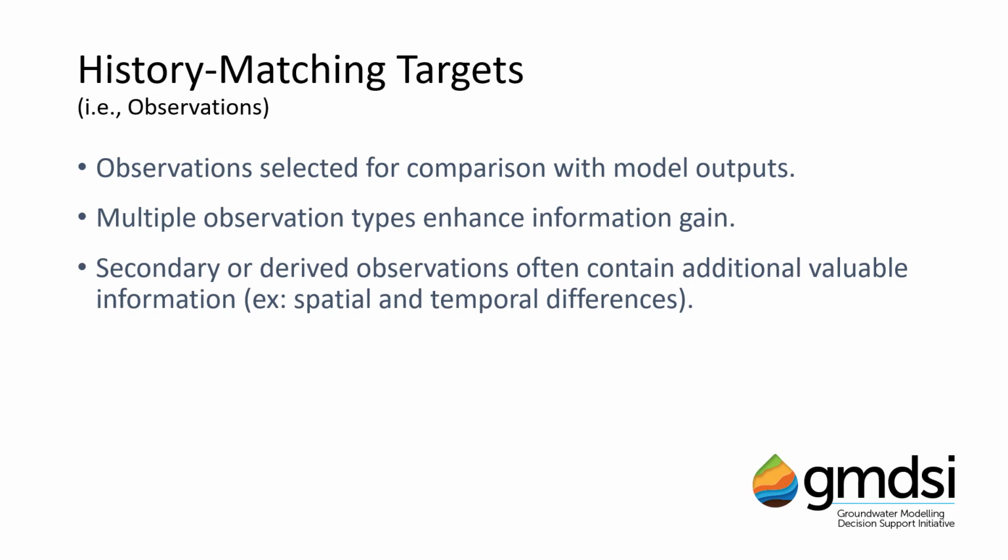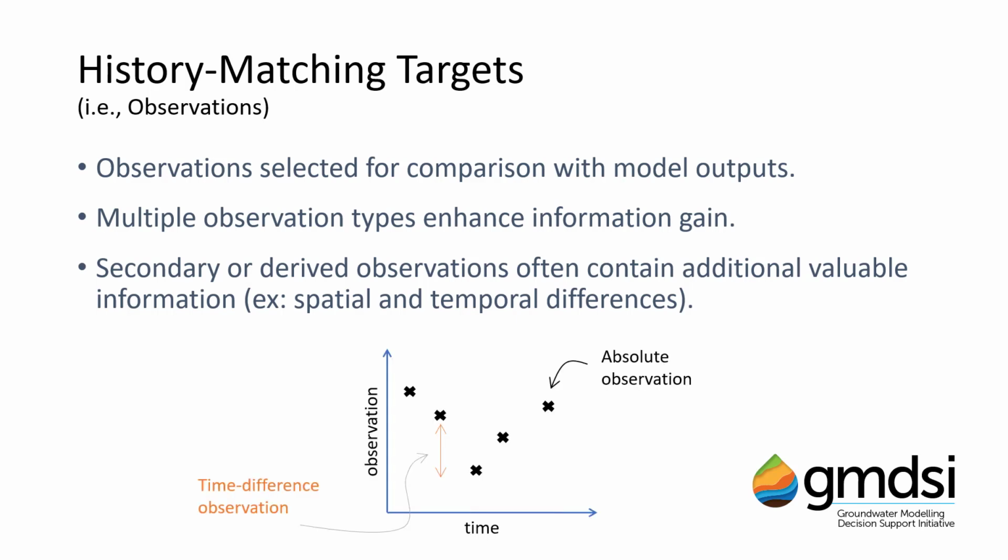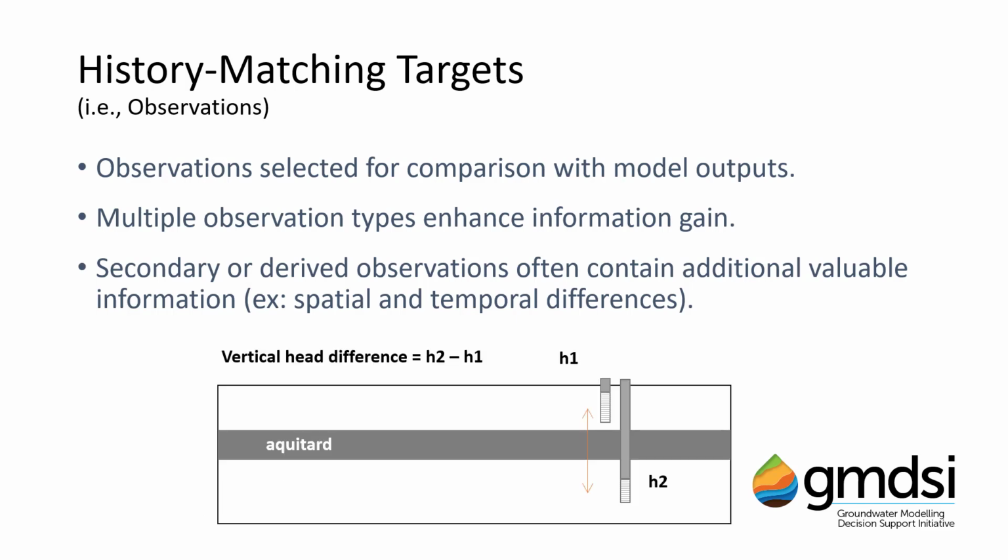An often overlooked observation type are spatial and temporal differences between measured values. For example, in transient models, including observations of the difference between heads at different times can often facilitate better estimation of parameters which control dynamic processes, such as storage parameters or recharge rates, than if only absolute values are included as history matching targets. In this way, even if it is hard to match the absolute values, the ability to capture information contained in the temporal signals is not lost. Another example are differences in observation values over space.